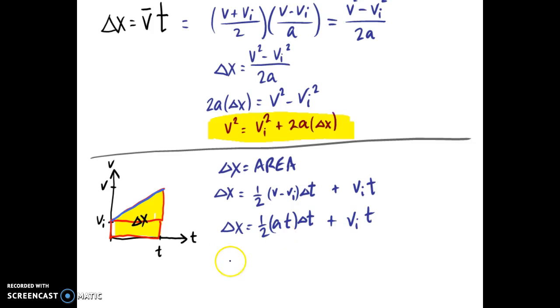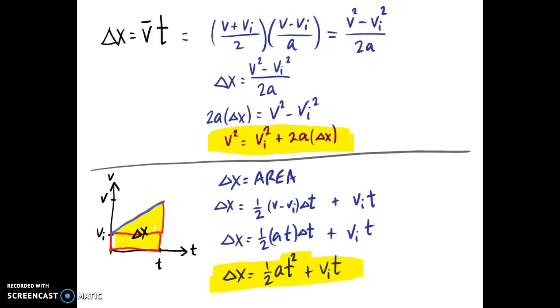And I have that written here, and this can be simplified further as displacement equals 1/2 a times t times delta t. T and delta t are the same. So we'll write that 1/2 a t squared plus initial velocity times time. So this is a third kinematic equation that we will use.